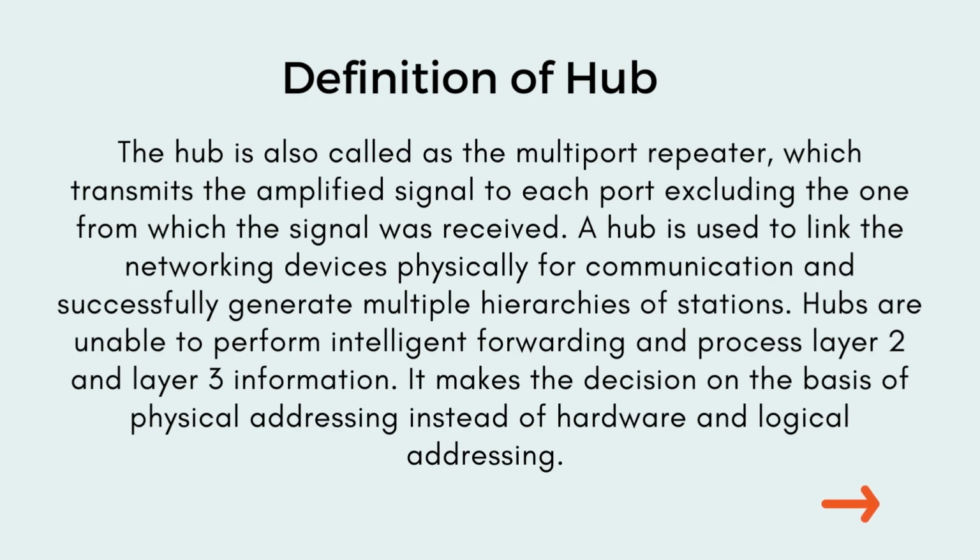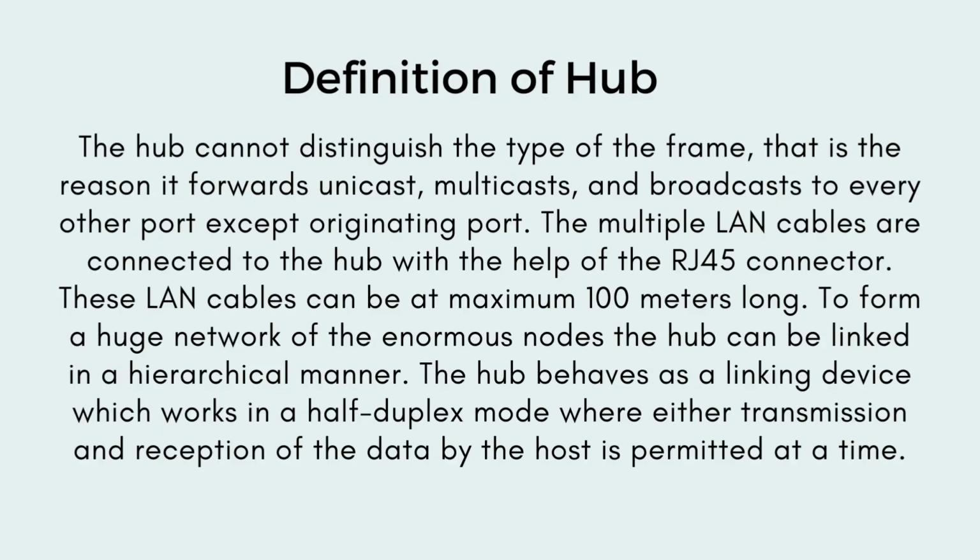Hubs are unable to perform intelligent forwarding and process layer 2 and layer 3 information. It makes the decision on the basis of physical addressing instead of hardware and logical addressing. The hub cannot distinguish the type of the frame. That is the reason it forwards unicast, multicast, and broadcast to every other port except the originating port.